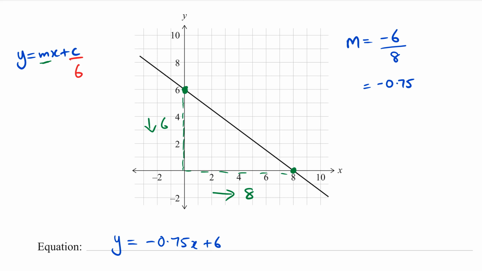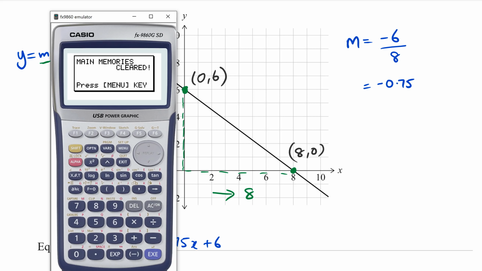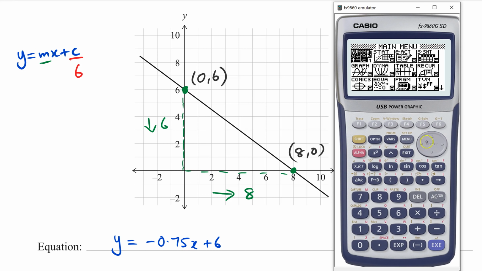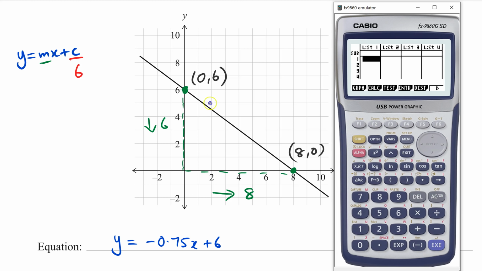Now to do this in the graphics calculator, you need 2 points. The first point I'm going to choose is (0, 6), and the second point I'm going to choose is (8, 0). So in your graphics calculator, let me see if that works. Yep. Go into menu and then go into stat and put in your 2 coordinates. So you've got 0 and 6, and then you've got 8 and 0. Then you click on calc. No, not calc, sorry. Exit.